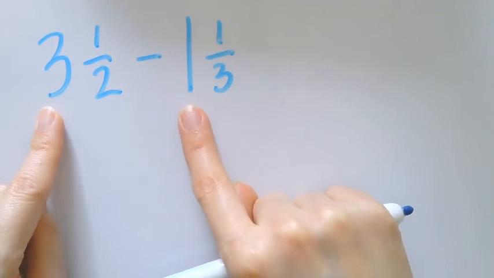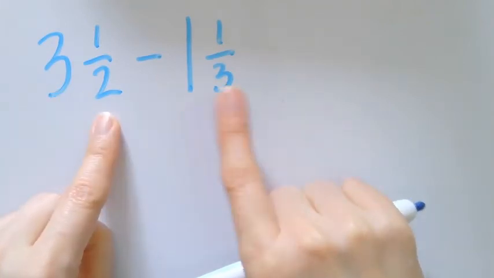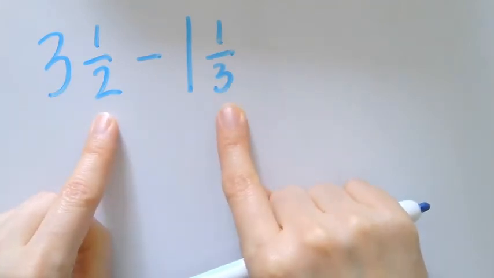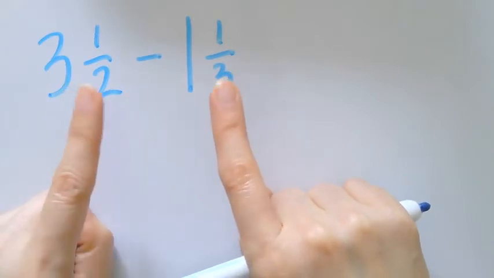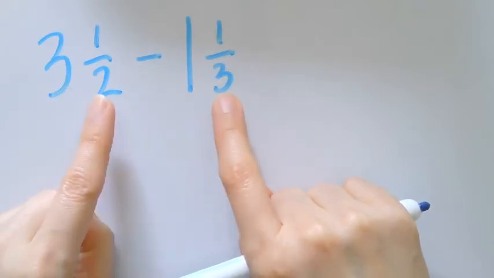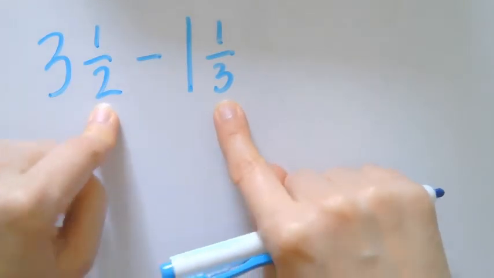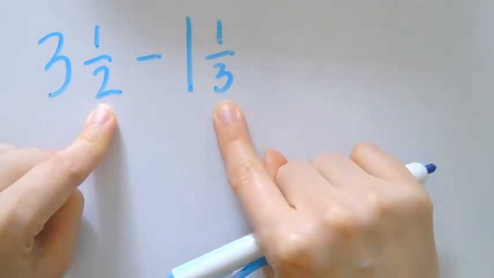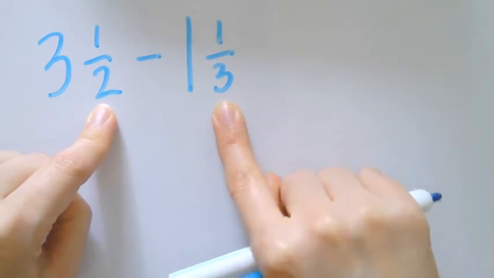3 minus 1, can we do that? Sure. Can we subtract 1/2 minus 1/3? No. And what is the reason? Because we are looking for a common denominator. All right, that's what we need to do first. We must first find a common denominator.